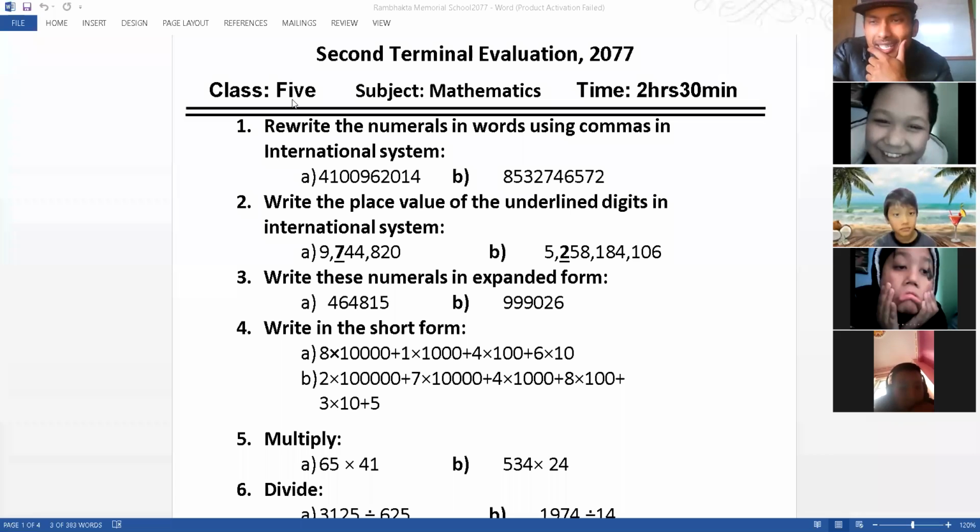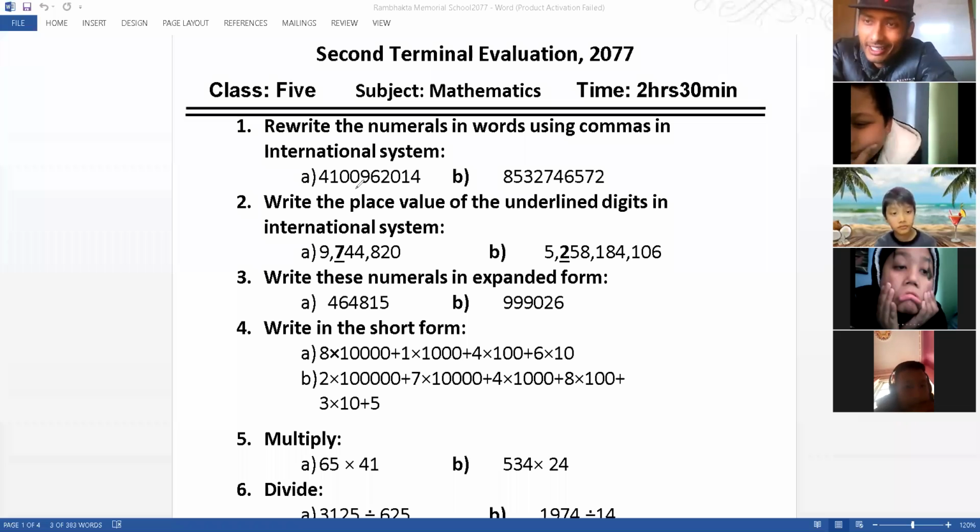Okay. So many people have made mistakes in these 4 questions. I thought they were going to be very easy. I thought you were doing this from class 2, 3.